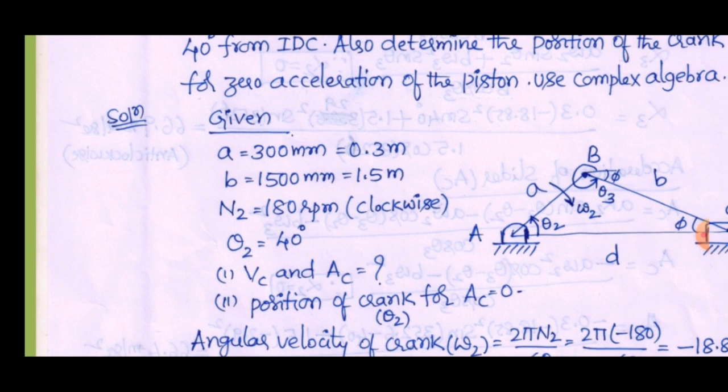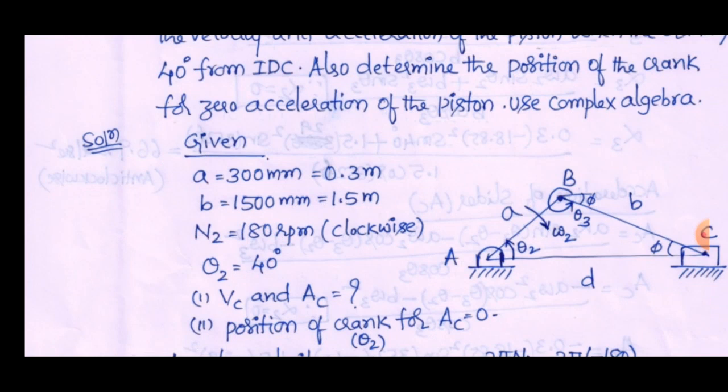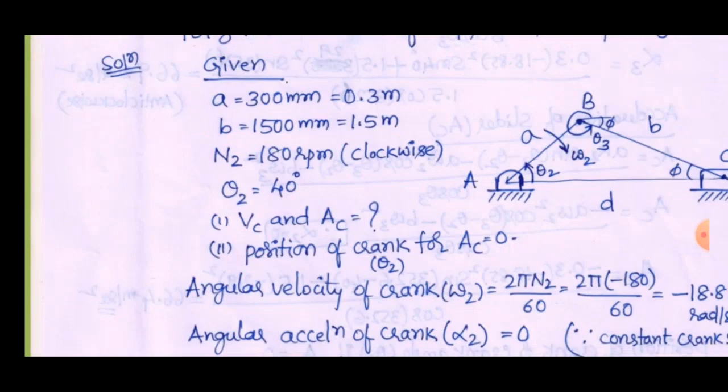Then, apart from the velocity and acceleration of the piston, it is also asking to determine the position of the crank. Position of the crank means theta 2. Again he is asking for the theta 2 value for zero acceleration. It means in the second part I should find the position of the crank, that is theta 2, if the acceleration is equal to 0.